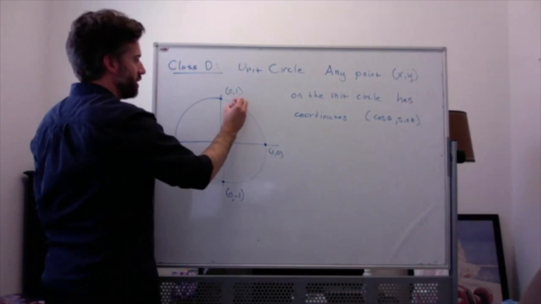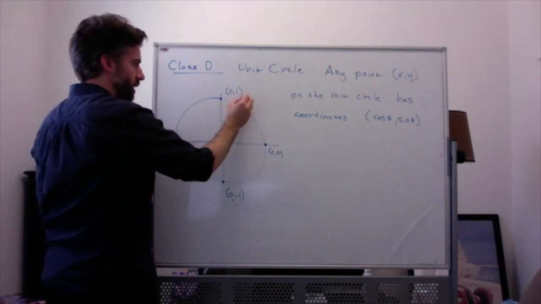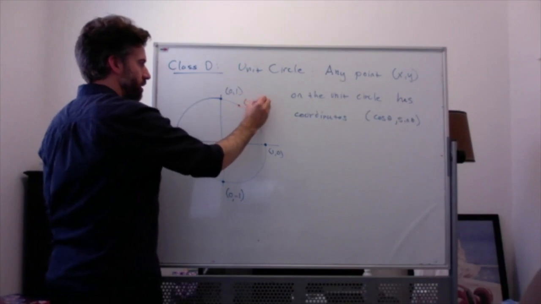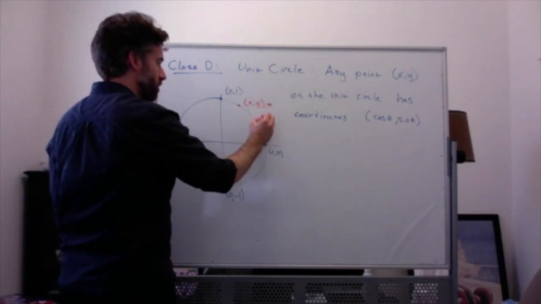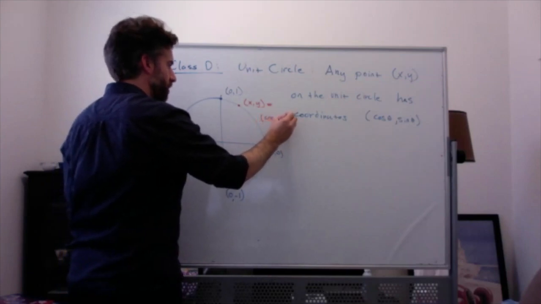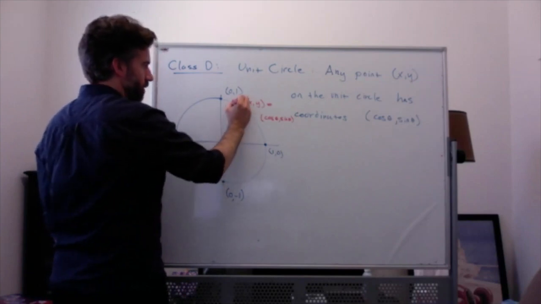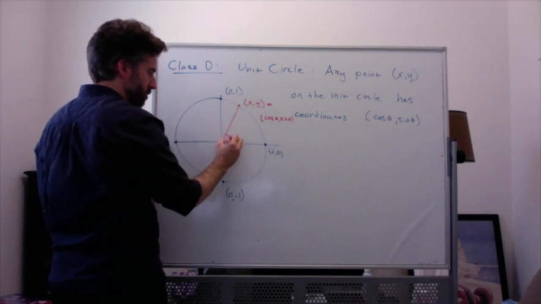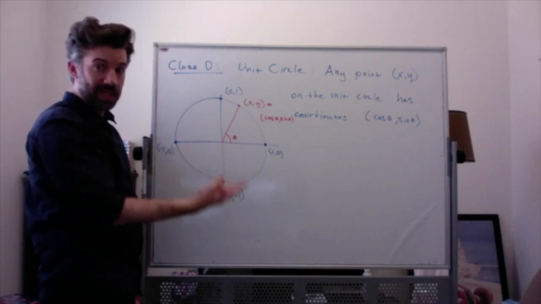If I pick, say, this point right here, that coordinate, which I can call (x, y), is also going to have the value (cosine of theta, sine of theta), where theta, which I maybe should have started with, is the angle you get by measuring in the usual way, where the angle is in the standard position.